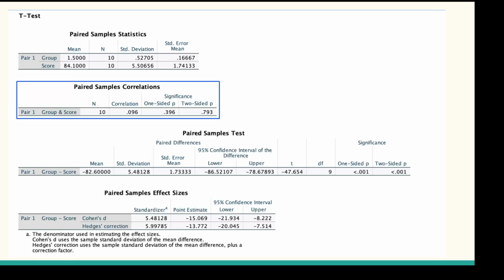And so for Hedges' correction, Hedges' correction is a modification of Cohen's d that adjusts for potential bias when dealing with small sample sizes. It is particularly useful when the sample size is less than 20. Hedges' correction tends to slightly shrink the magnitude of Cohen's d to provide a more accurate estimate of the population effect size. The point estimate for the Hedges' correction for this case is 5.99785. This adjusted measure takes into account the potential bias introduced by the small sample size.